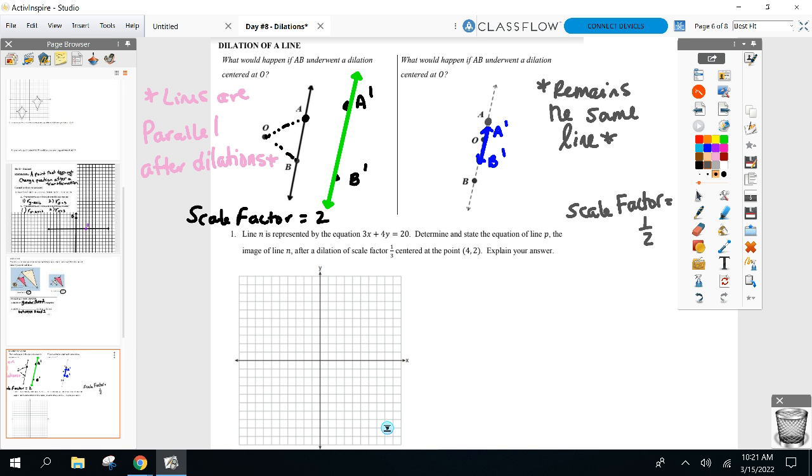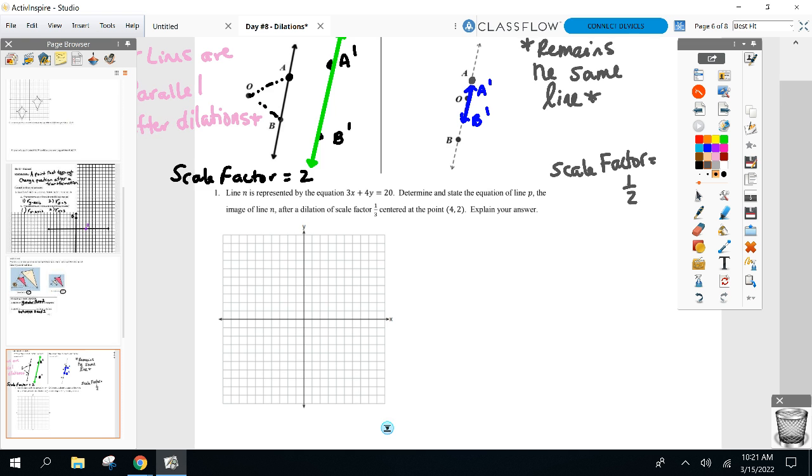Okay? So if your center of dilation is on the line you're dilating, the new line is the same line. If it's off, it remains parallel. That's what we got to remember. If it's off the line, it remains parallel. If it's on the line, it stays the same line. All good. All right, let's start grinding these out here.